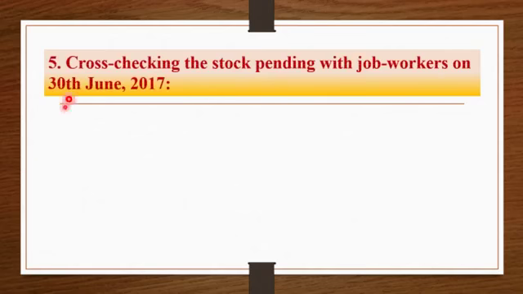And the last checklist, cross-checking the stock pending with job workers on 30th June 2017. As it is mandatory that goods lying with job workers on 30th June 2017 need to be received within a period of 1 year, the capital goods lying with job workers need to be brought back before 30th June 2019, within a period of 2 years.